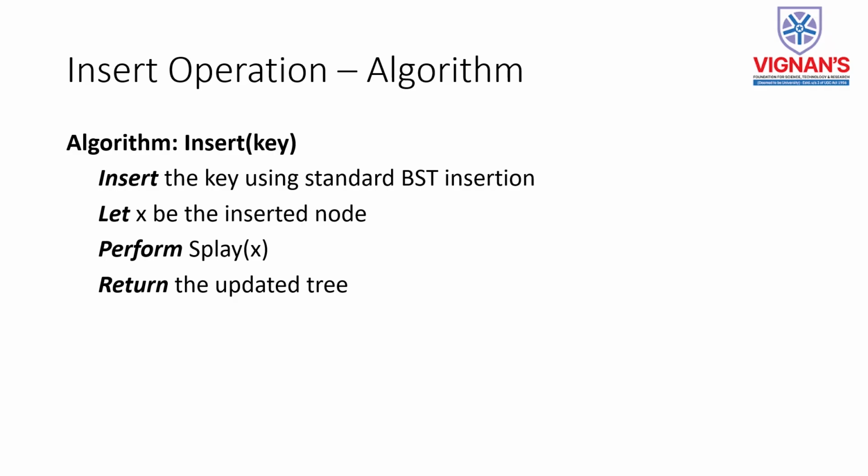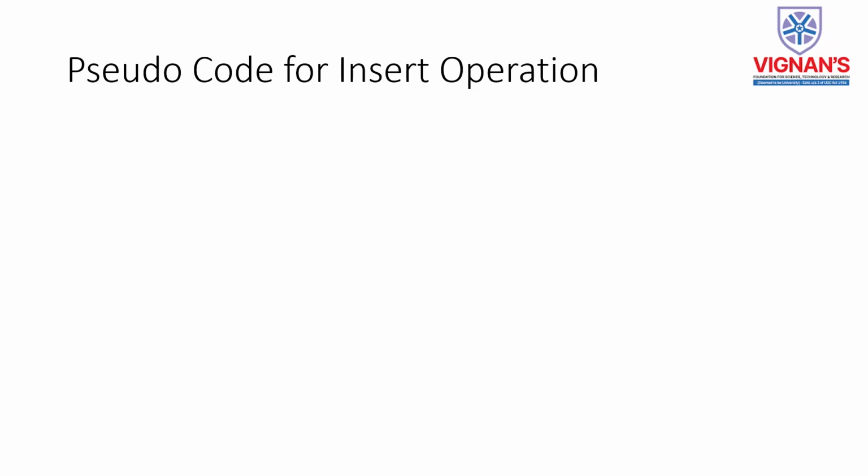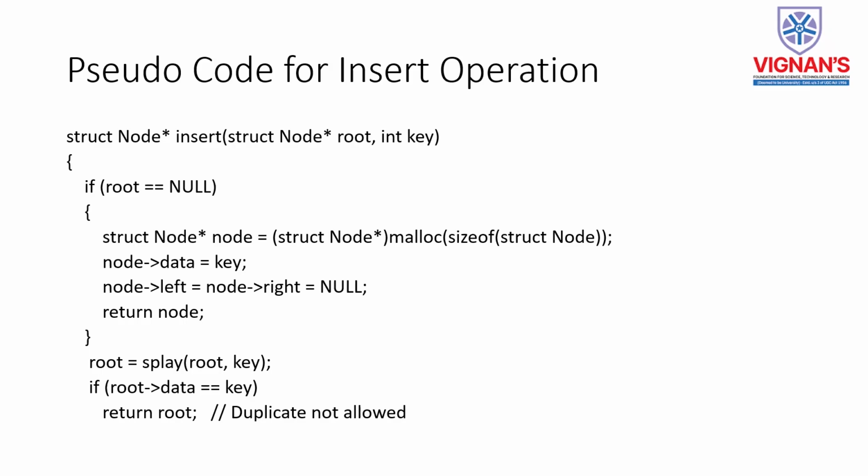Now, the insert pseudocode step by step. Step 1, we call the function insert(root, key). Step 2, first we check, is the root null? That means the tree is empty. Step 3, if the tree is empty, we create a new node using malloc. Step 4, we store the key inside node data. Step 5, we set both child links: node left is equal to null and node right is equal to null. Step 6, then we return this new node. So the new node becomes the root.